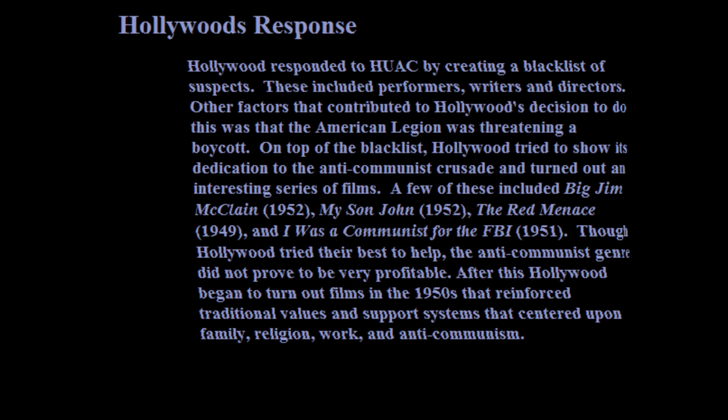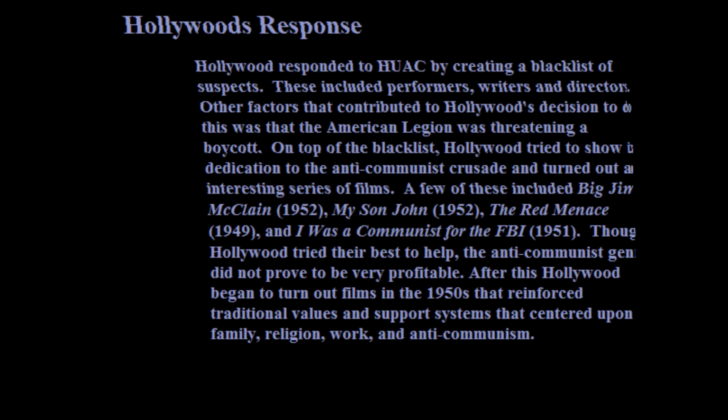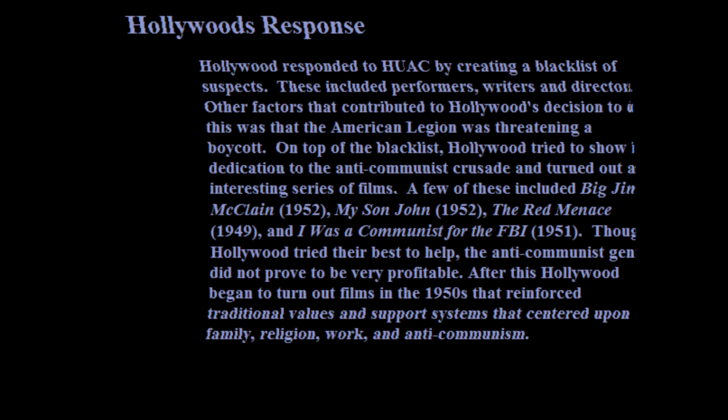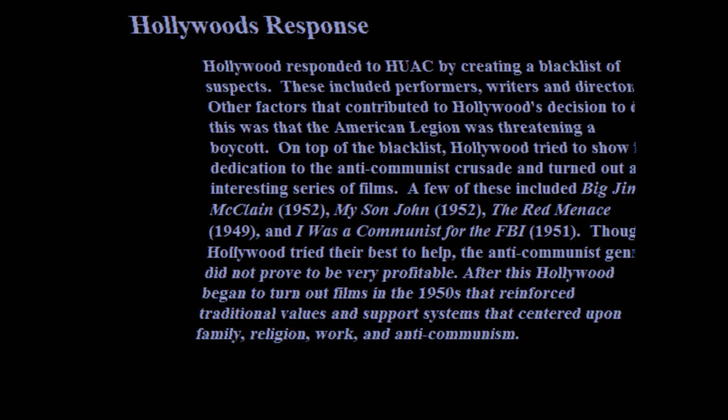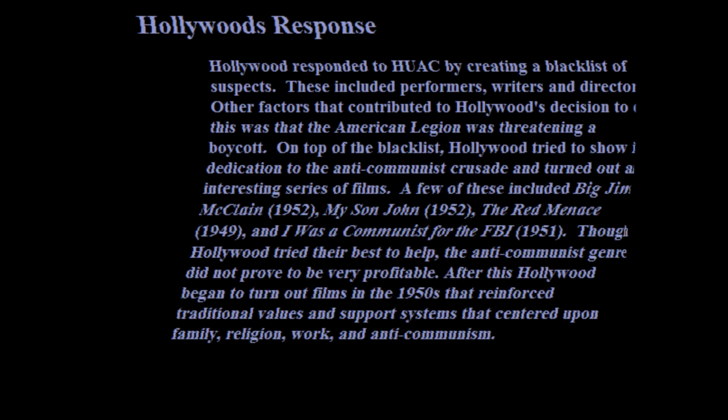Hollywood's response. Hollywood responded to HUAC by creating a blacklist of suspects. These included performers, writers, and directors. Other factors that contributed to Hollywood's decision to do this was that the American Legion was threatening a boycott.